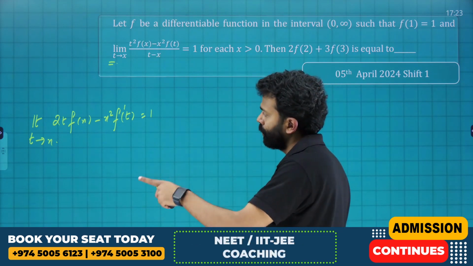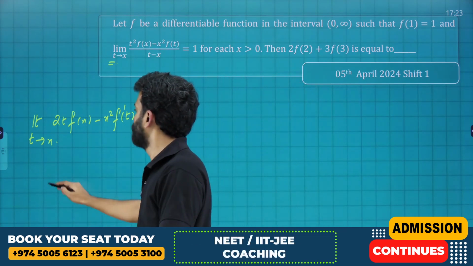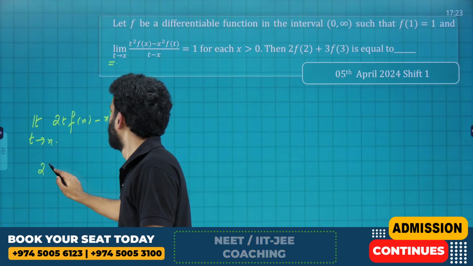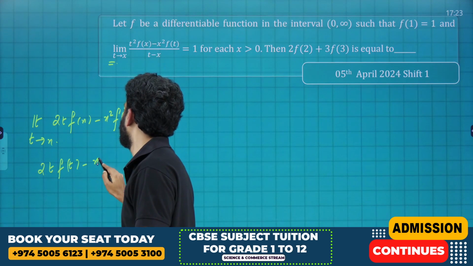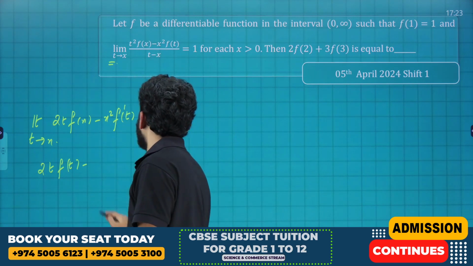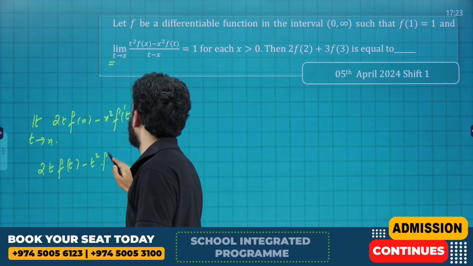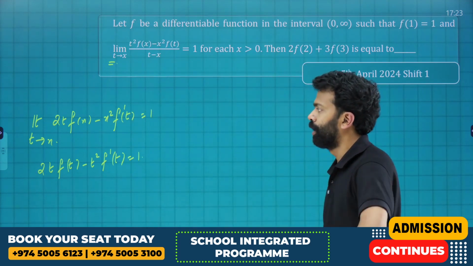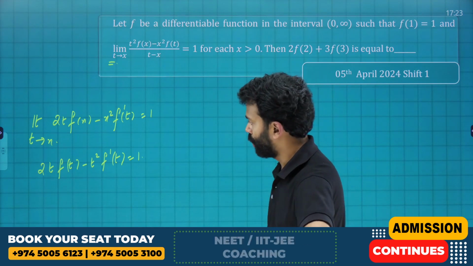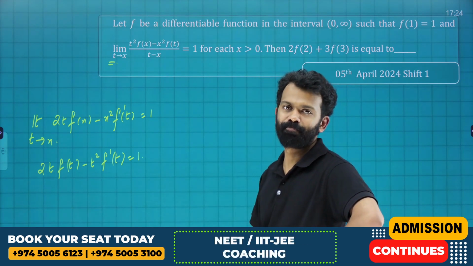And then apply t is equal to x. That is where the actual thing comes. That is 2t into f of t minus t square into f dash of t is equal to 1. How are you going to take it from here? The problem, how are you going to take it from here?